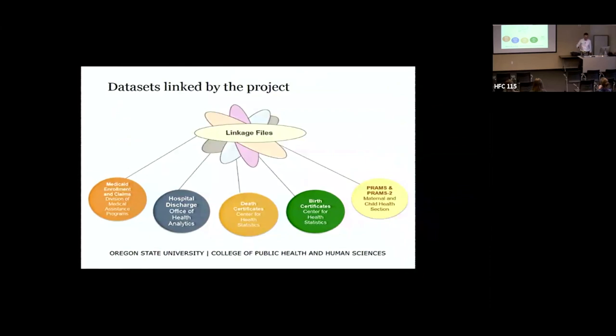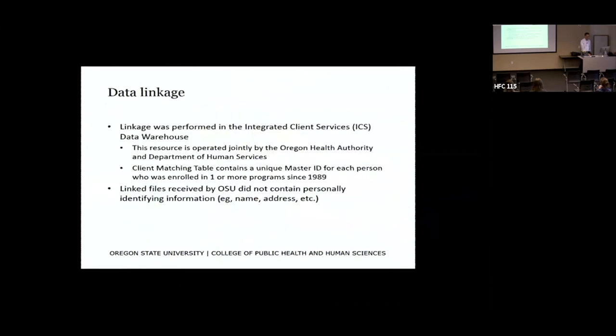So each of these data sets is maintained independently by a separate agency at the Oregon Health Authority. And so we used a state resource called the Integrated Client Services group. They maintain a data warehouse. This is an Oregon Health Authority and Department of Human Services joint collaboration. Some of the rest of you are actually working with them. And they keep data on program participation going back 30 years, actually, to 1989. And so they link these records at the person level. So a woman who gave birth, was on Medicaid, and perhaps was discharged from the hospital, all has one unique ID number, and we get data that are de-identified. So we don't have name, address, social security number, any of that information. We just have a unique identifying number for that woman or that infant.